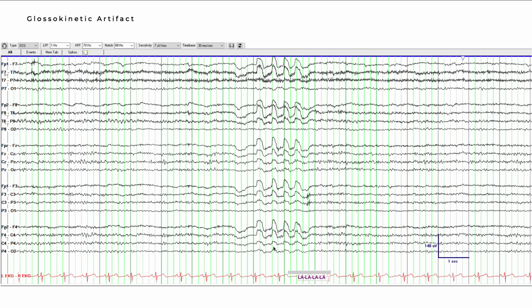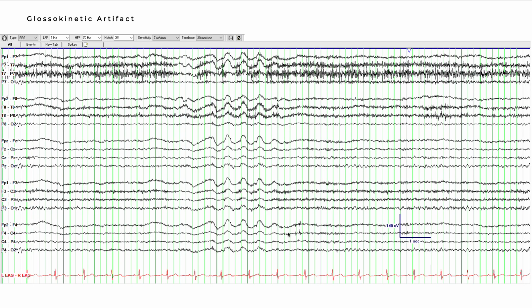One way you can kind of ascertain if a patient has a prominent glossokinetic artifact or tongue movement artifact is to have them say la, la, la and see what happens. Here's a great example of that. And again, you see these negative deflections prominently here. Here's another example with a patient talking here, and you see glossokinetic artifact.